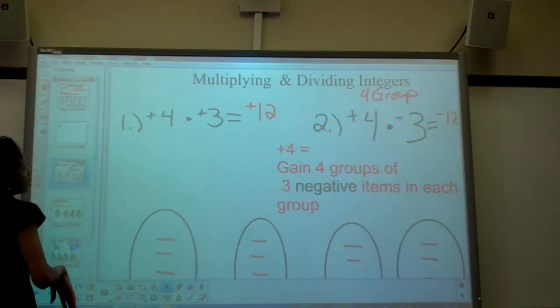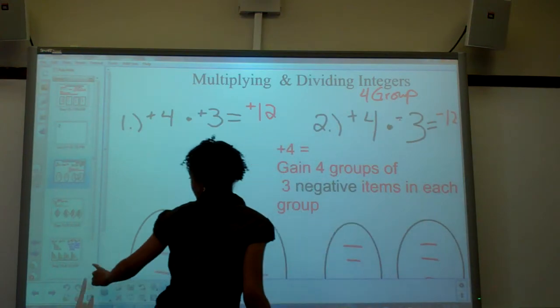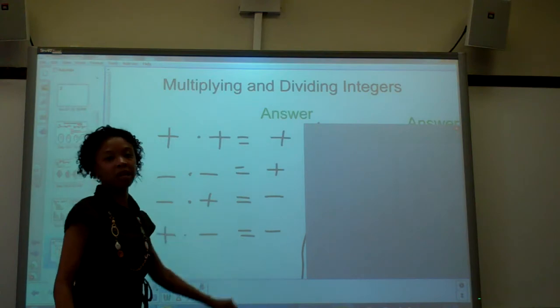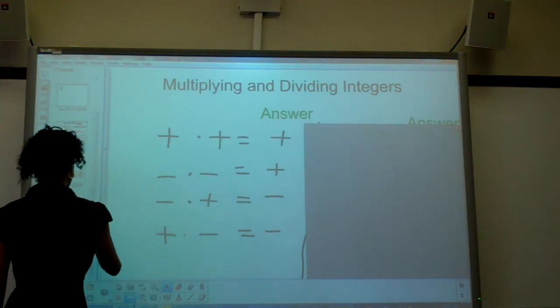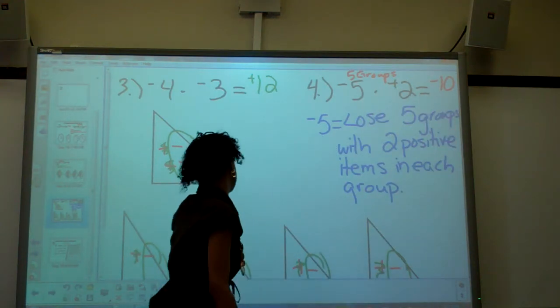So here it is. We can see positive times negative is negative. That's what I had here. A positive times negative equals a negative answer. A negative times a positive. Here's our negative times positive and equals a negative answer.